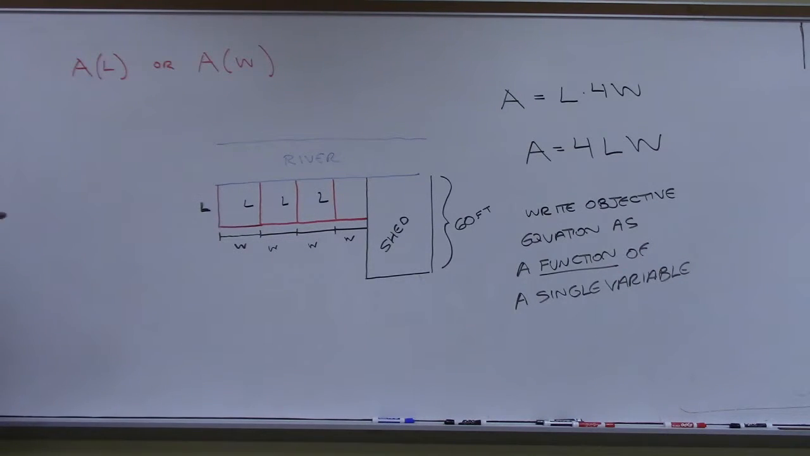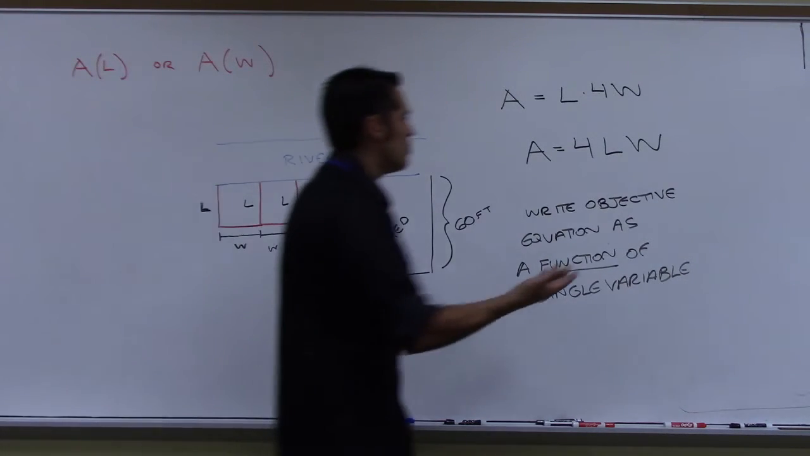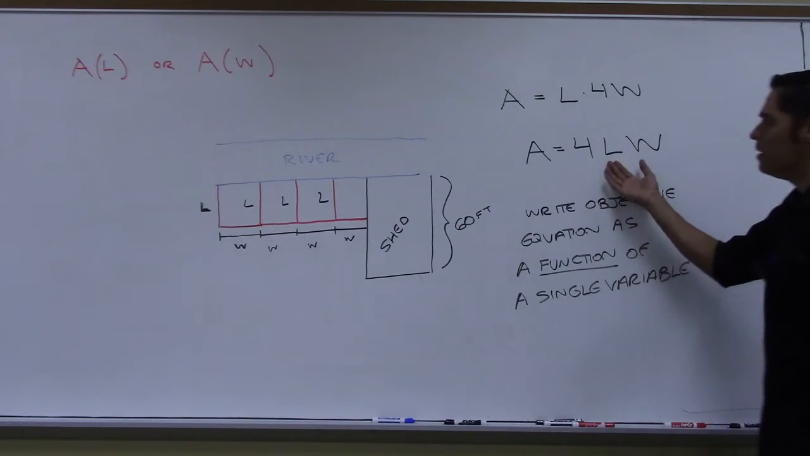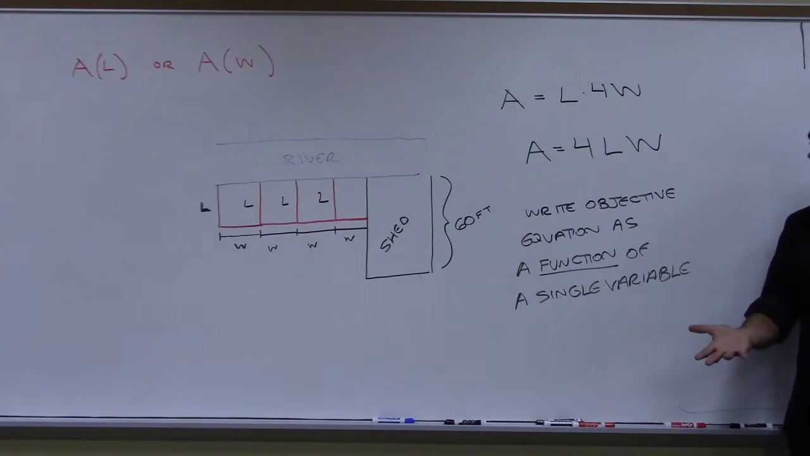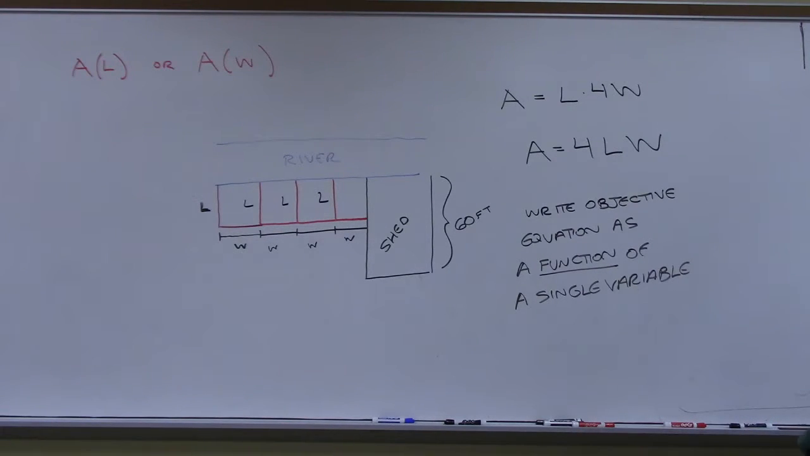But to do that, there's no way I can get rid of the W or get rid of the L unless I have something else to work with. But I do. There's something else given to me in the problem that I haven't used. What is it? How much fence I have, right? And that equation that was given to us in the problem, or that piece of information, is known as the constraint.